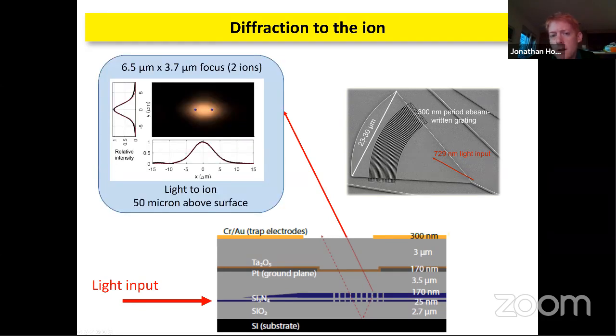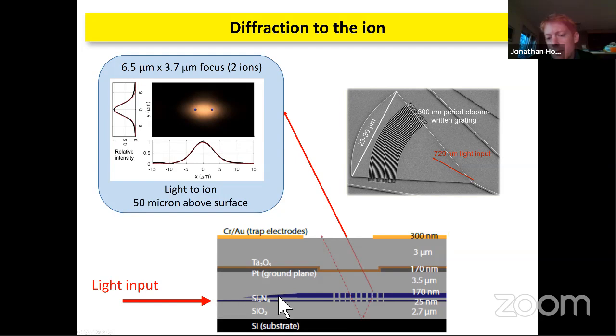Yeah. So this is the mode in the first chips that we've been trying, and actually there are measurements here of the mode, and this is actually a real picture. I've got 2 dots here of where the 2 ions should be when we're trapping them for a 2-qubit gate. And in this case, there's a good fraction of the light. I think it's 50% of the light goes into this rather Gaussian mode, which has this 3.7 by 6.5 micron focus. Yeah. So that's basically how it works.